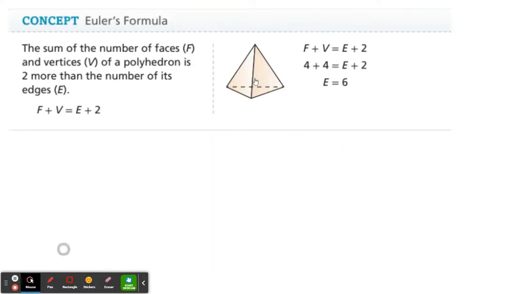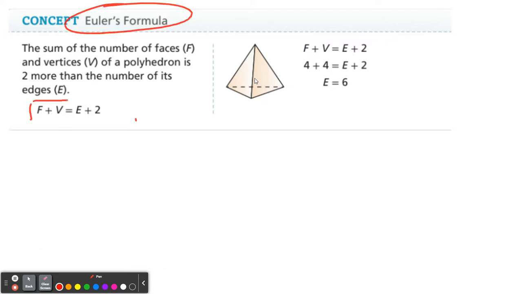Okay, so here's your introduction to Euler's formula. For Euler's formula, the sum of the faces plus vertices of any polyhedron, a polyhedron is our 3D solid, right? Not involving circles, it has to be straight edges, is going to be 2 more than the number of edges. Okay, so let's see if we can apply it to a picture here.